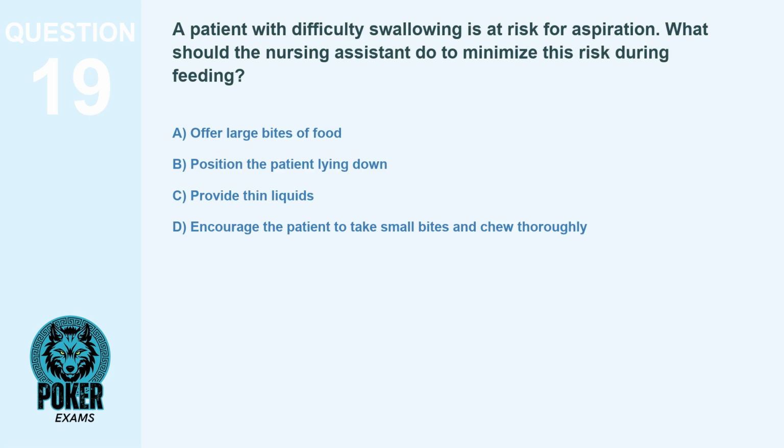Question 19. A patient with difficulty swallowing is at risk for aspiration. What should the nursing assistant do to minimize this risk during feeding? Offer large bites of food. Position the patient lying down. Provide thin liquids. Encourage the patient to take small bites and chew thoroughly.